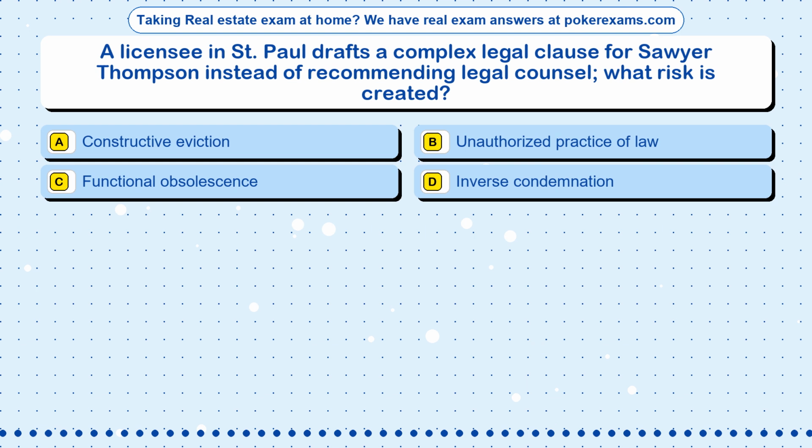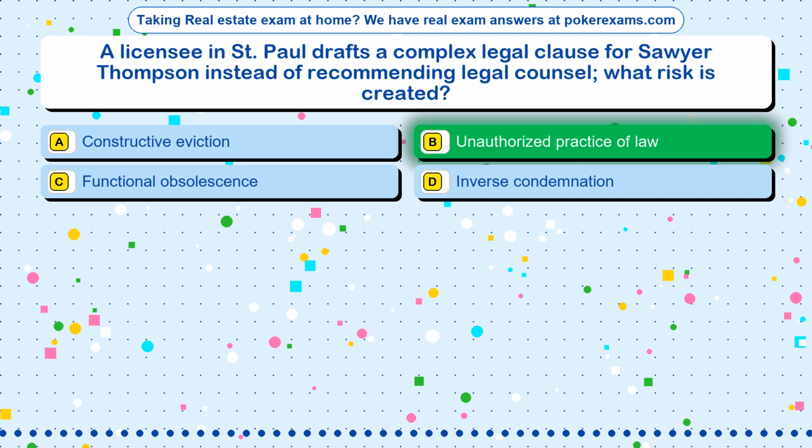Question 54. A licensee in St. Paul drafts a complex legal clause for Sawyer Thompson instead of recommending legal counsel. What risk is created? Option A. Constructive eviction. Option B. Unauthorized practice of law. Option C. Functional obsolescence. Option D. Inverse condemnation.